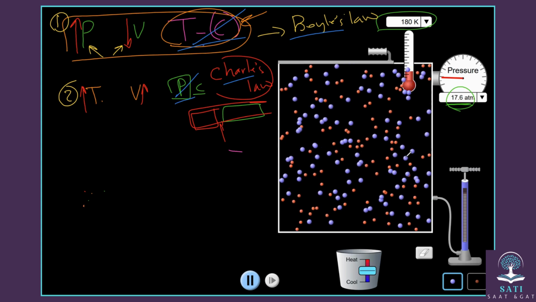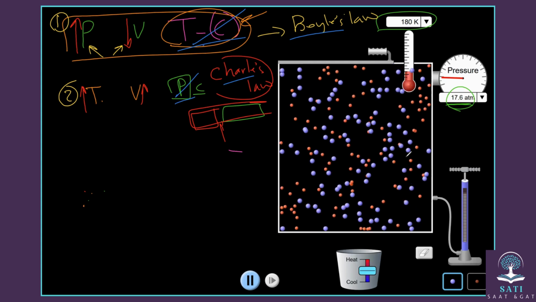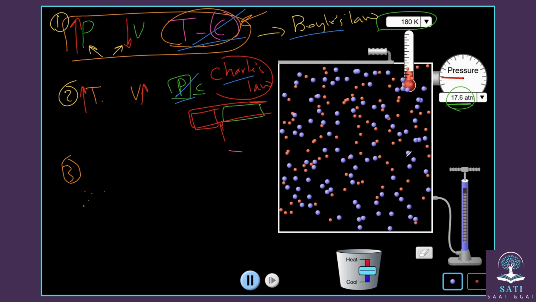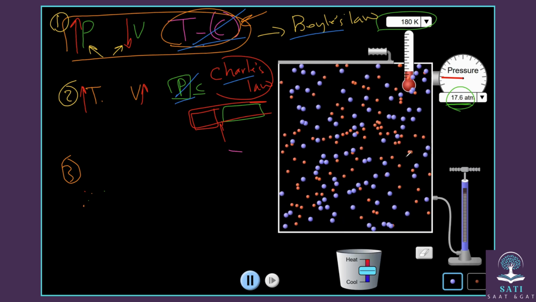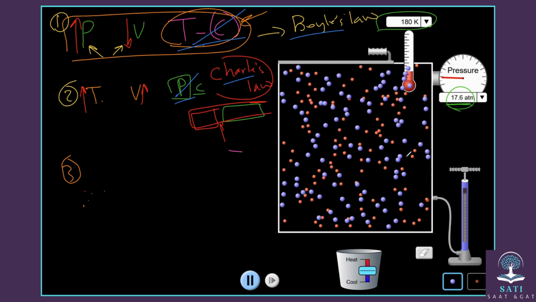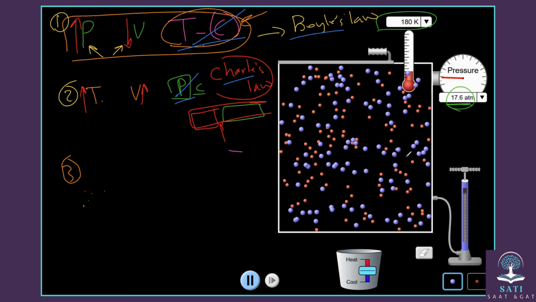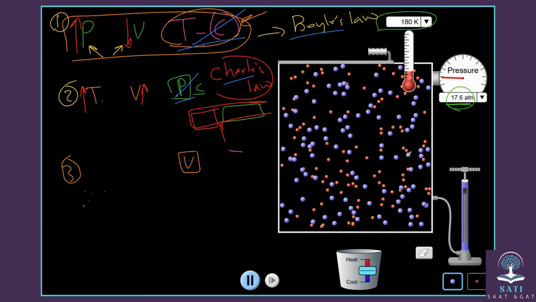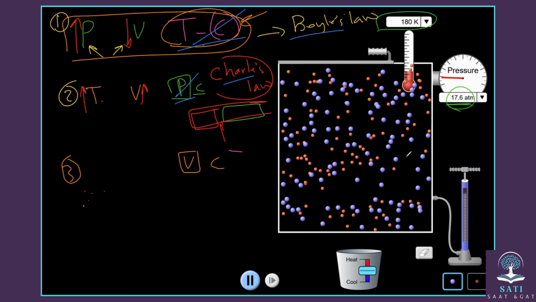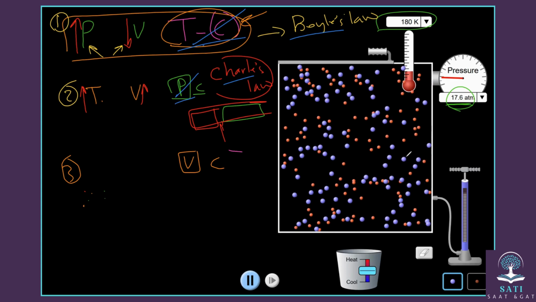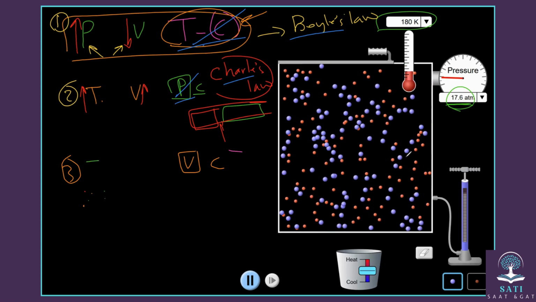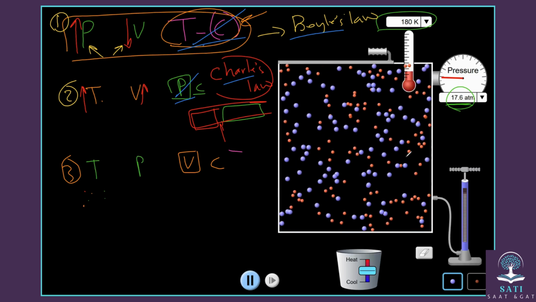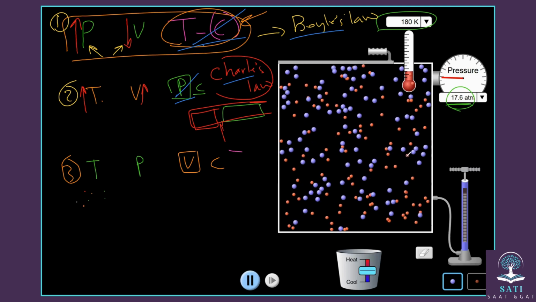Okay, the third case here now, we are going to study the relationship between, which is the third part. Here temperature is constant, here pressure is constant, and here we are going to make the volume constant. When we make the volume constant, that means we are studying what two quantities? We are studying temperature and also pressure.